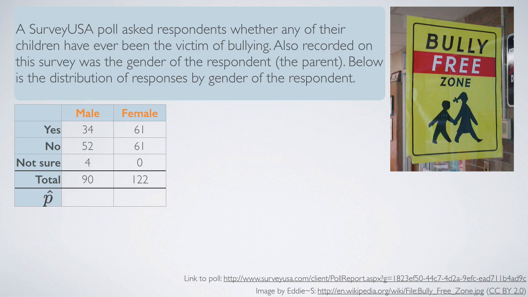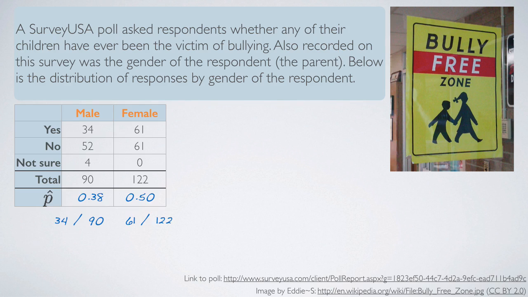So of the 90 males that were surveyed, 34 of them said that their kid had been bullied. And of the 122 females that were surveyed, 61 said the same thing as well. So to calculate our sample proportions, for the males that would be 34 over 90, 38%. And for the females, 61 over 122, 50%.